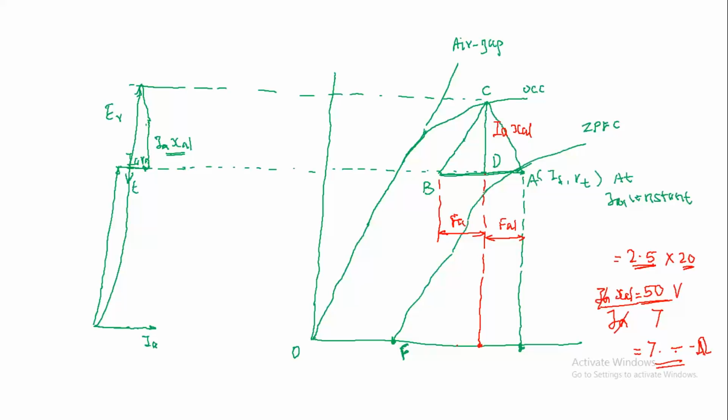So the ZPF method is used to determine the XAL. This is the only method to determine the armature leakage reactance in the laboratory. So this way you have to determine the XAL. This method is used to determine the leakage reactance XAL. Clear? Now voltage regulation.